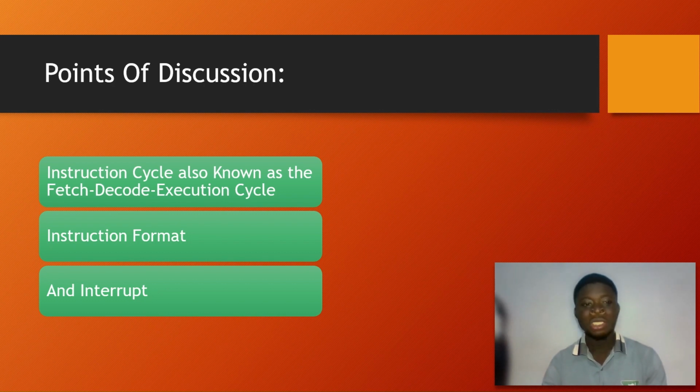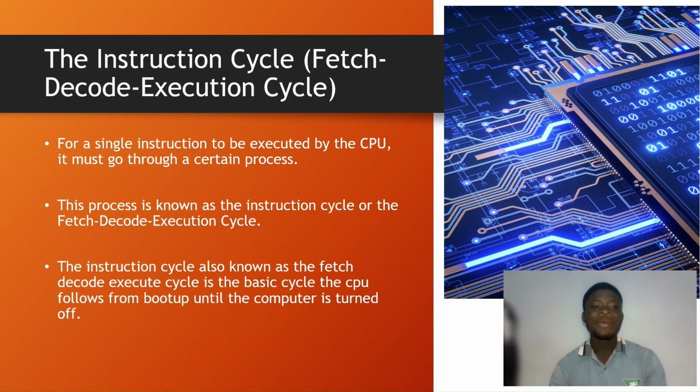Now let's look at the instruction cycle. For a single instruction to be executed by the CPU, it must go through a certain process, and this process is known as the fetch decode execution cycle or the instruction cycle. The instruction cycle refers to the basic process the CPU follows from boot up until the computer is turned off.